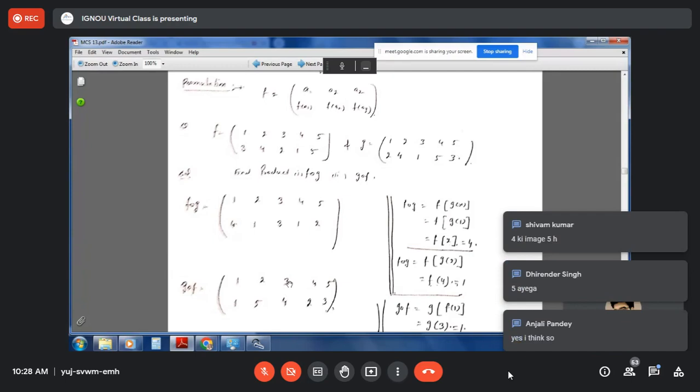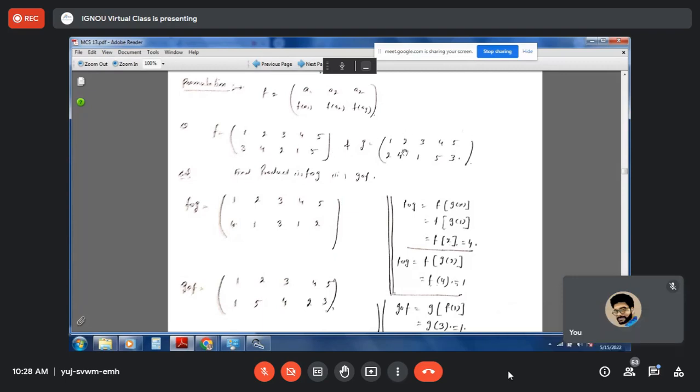Then member 3. In F, the image of 3 is 2. Go to G, the image of 2 is 4. Here, right, it is 4. Similarly, for 4, the image of 4 in F is 1. Enter into G, the image of 1 is 2. Right here.